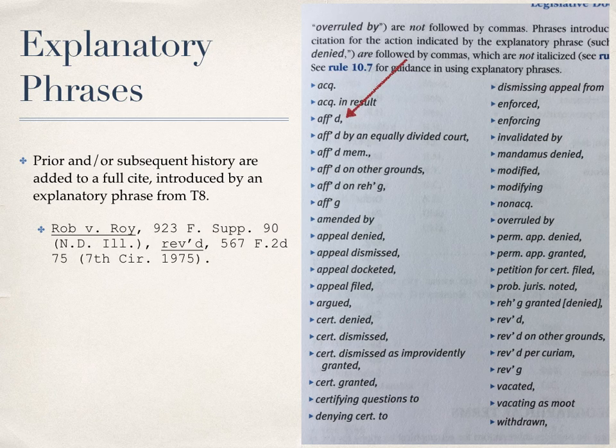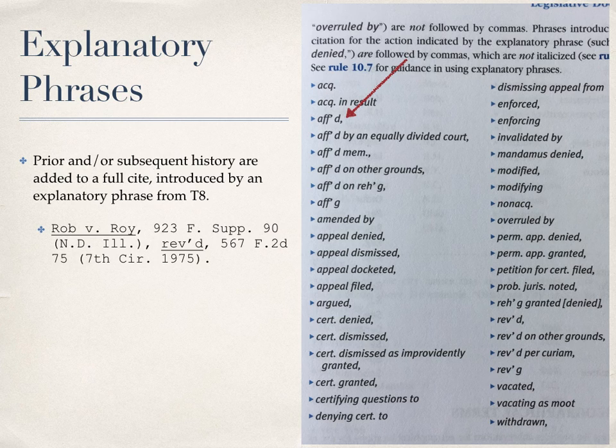Note also that each individual explanatory phrase has its own special punctuation. It's actually grammatical punctuation. So where necessary, we're going to include a comma. Don't worry, you don't have to think about the grammar in this. You just need to use the appropriate punctuation listed in the abbreviation.